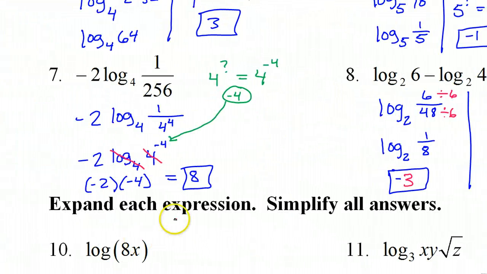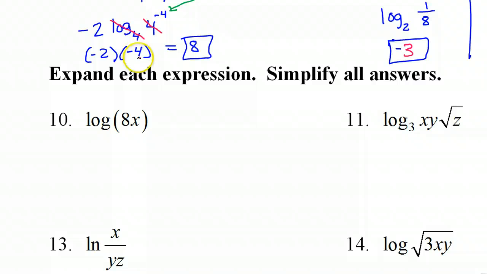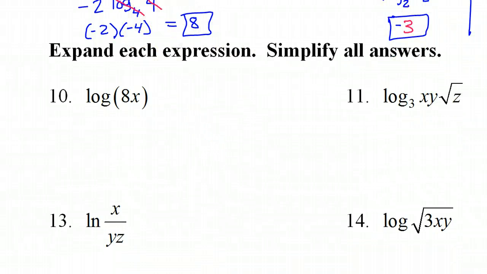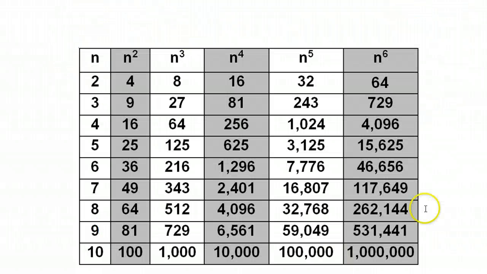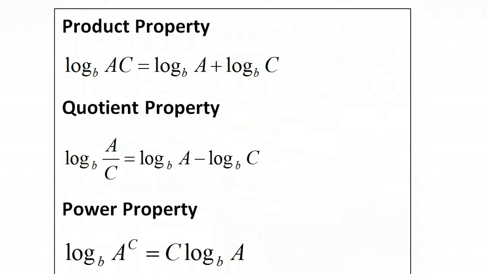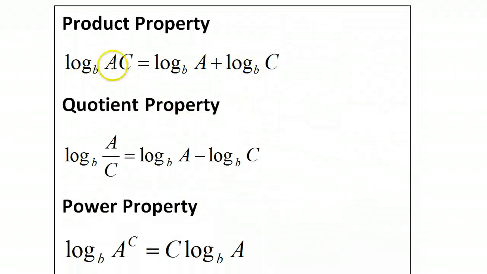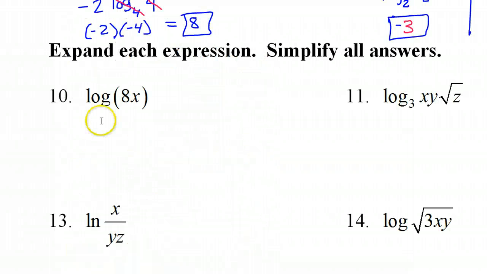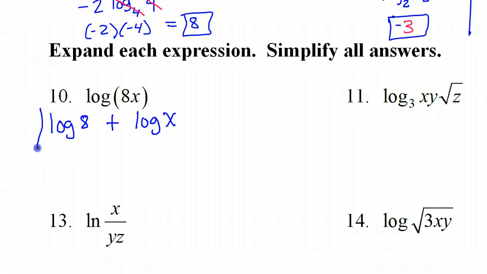Okay, number 10. Alright, expand each expression. Simplify all answers. Beautiful. Alright, so we're expanding. Clearly this is the product rule. Alright, this will expand as addition. Log A plus log C. So in this case, that's going to be log 8 plus log x. Alright, that's all there is to that. It's simple.